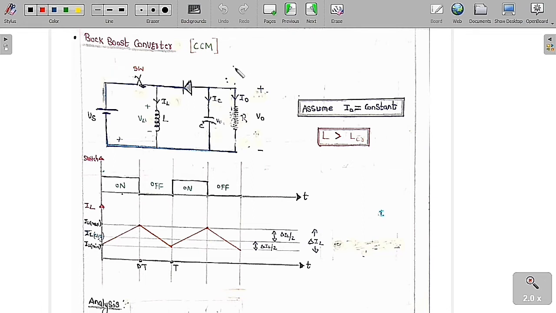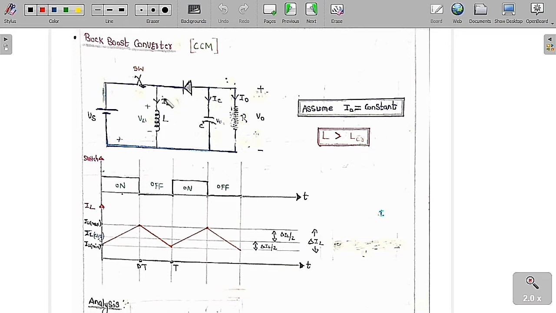Basically we are going to learn about the continuous conduction mode of the buck boost converter. So this is the circuit diagram of the buck boost converter. In the buck converter, this is S, this is D, this is L. Whereas in the boost converter, you have to do the anti-clockwise shift. So S, D, L. But now for the buck boost converter, you have to interchange D and L.